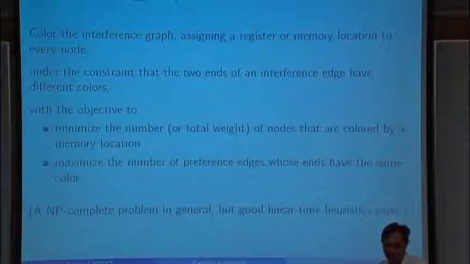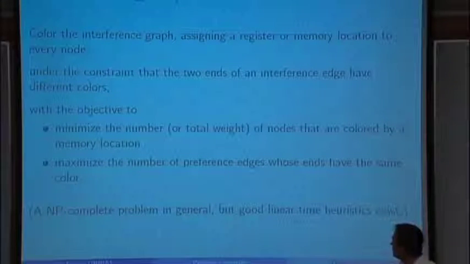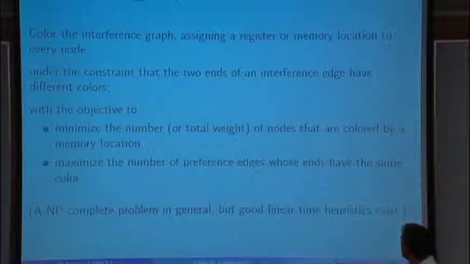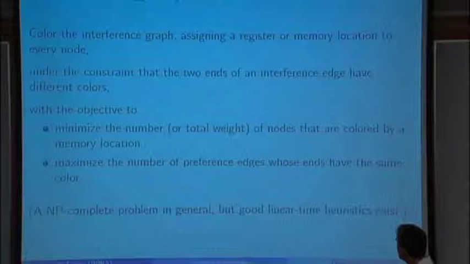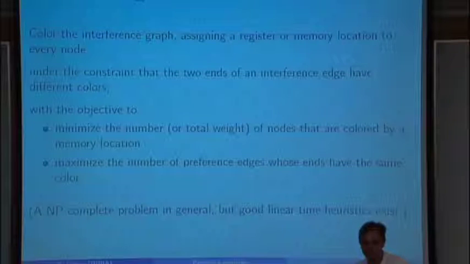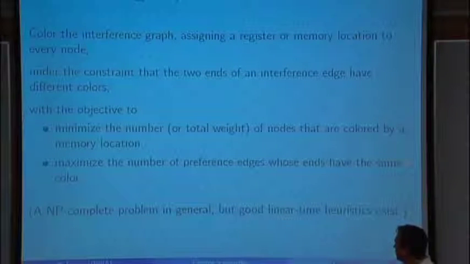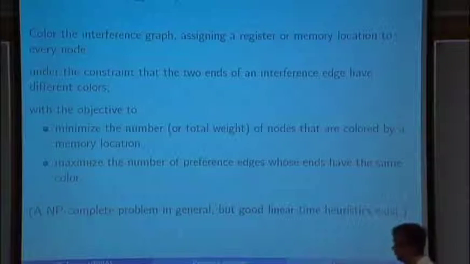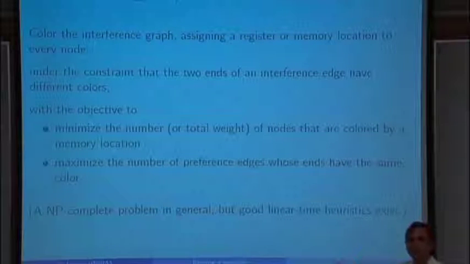Okay. And then we have some optimization objectives. So we want to minimize the number, maybe, or some kind of total weight of the nodes that are colored by a memory location. We really want to maximize the use of registers. And we would also like to maximize the number of preference edges that are satisfied, so both ends have the same color.